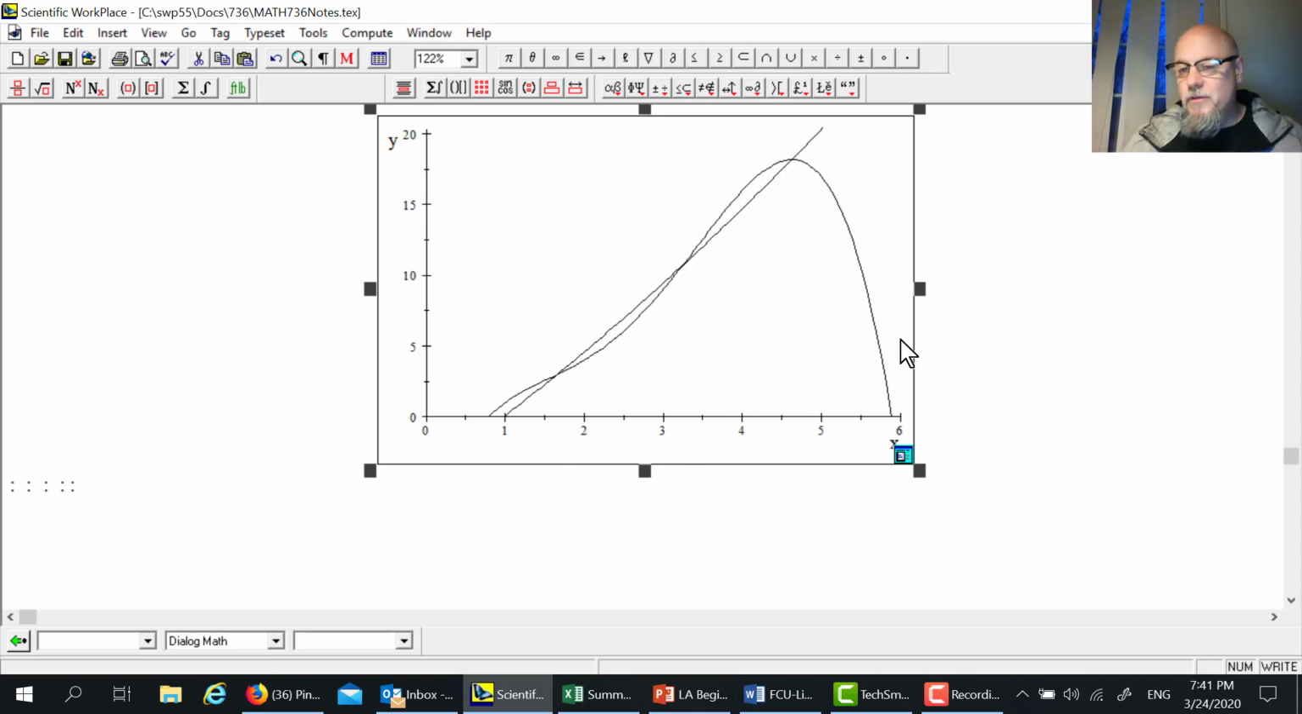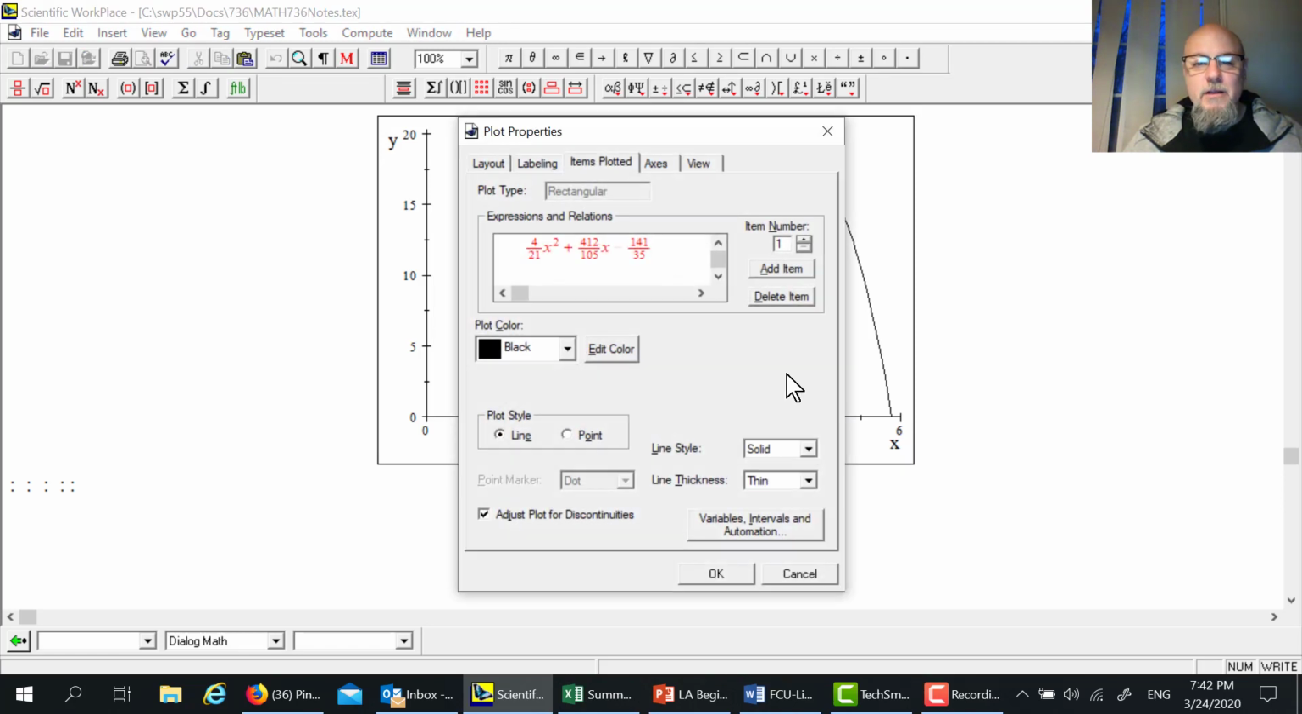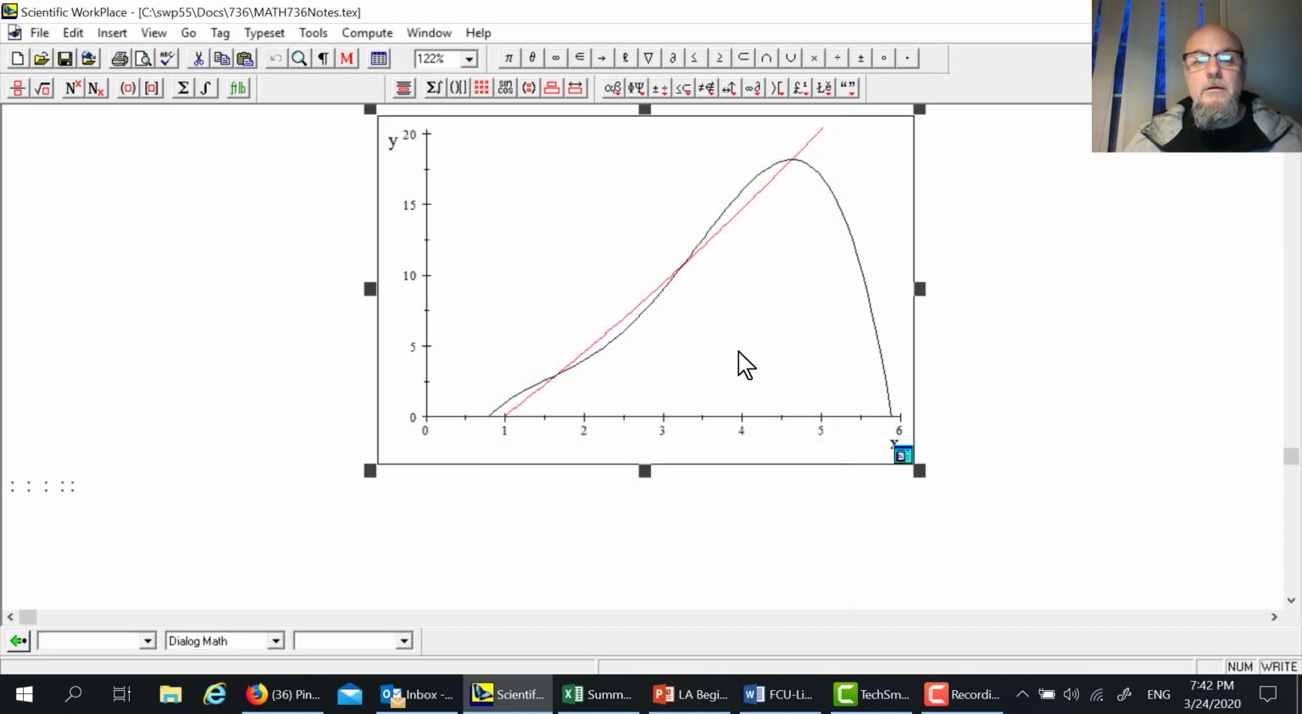Now you're not impressed because of this piece here, but keep in mind we're only trying to match from 1 to 5. So don't look here. It's pretty good from 1 to 5. Let's make our parabola red like we did before. There. Be impressed from this region to this region.